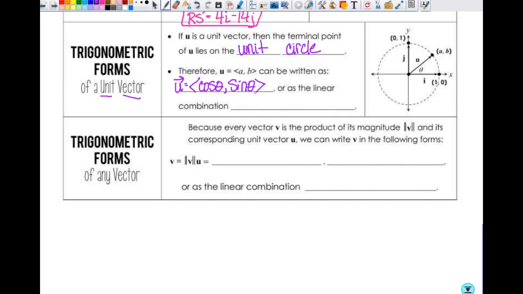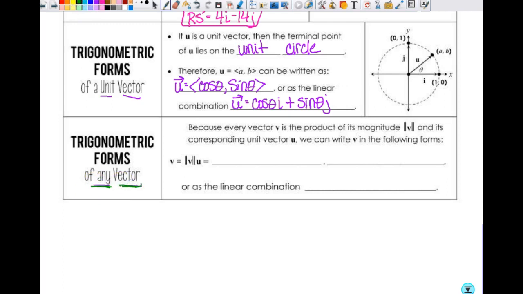If I'm going to write it as a linear combination, then u is equal to cosine theta i plus sine theta j. What questions do you have? Same type of stuff, because again, it's all related to each other. So that's for a unit vector. If it is not a unit vector and the magnitude is not 1, that's any other vector. So let's look at what happens for any other vector.